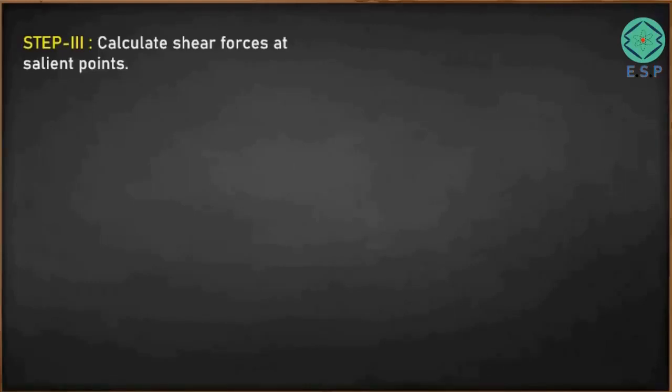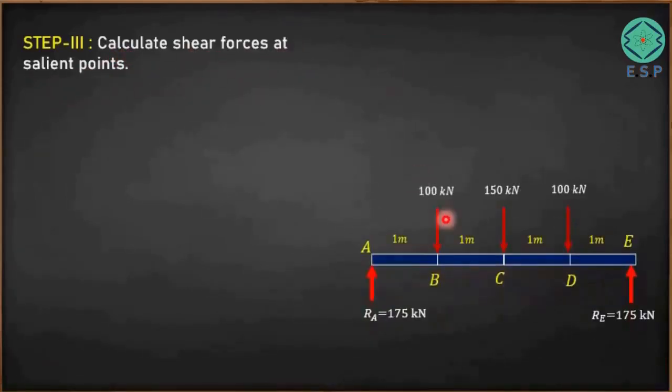Now in step 3, once we have got all the support reactions, we go for calculation of shear forces at salient points. We have got this beam, you can see here, and in this beam we have all the forces acting on the beam. Now the question is how to calculate the shear forces at salient points. If you look at the diagram, these points, which are point A, point B, point C, point D and point E, are called salient points. Now how to decide which points are salient points? Wherever there are forces acting on the points, those points are called salient points.